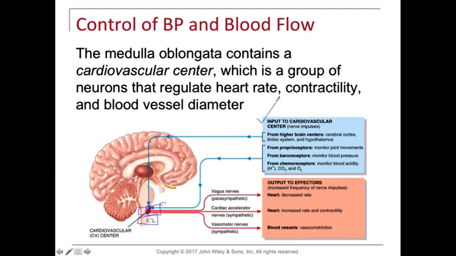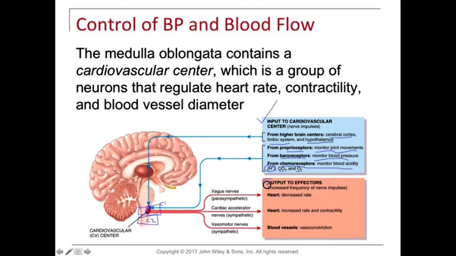Okay, so input to the cardiovascular centers from the higher brain centers, the cerebral cortex, the limbic system, which is the emotional brain, and then the hypothalamus. Input is also coming in from proprioceptors, which are going to monitor joint movements. Then there are baroreceptors, which are going to monitor the blood pressure, especially in the carotid sinus. And then chemoreceptors for the blood acidity levels based on hydrogen, carbon dioxide, and oxygen.